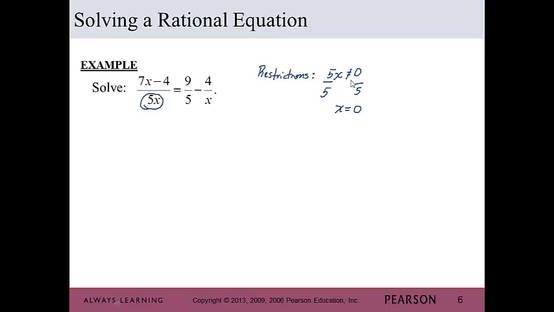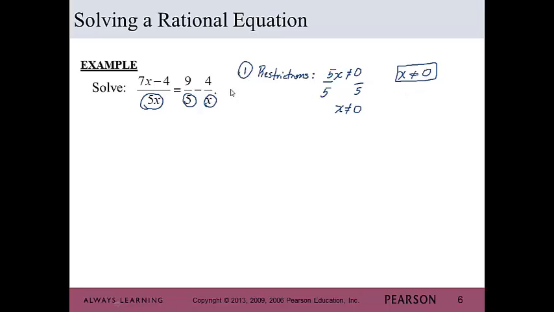You know what? I'm going to say cannot equal 0. So this is one of our restrictions. X cannot equal 0. This denominator is just 5. That's a number. We're fine there. And this one is x. So over to the side, we're going to do the same thing. X cannot equal 0, which means our only restriction is x cannot equal 0.